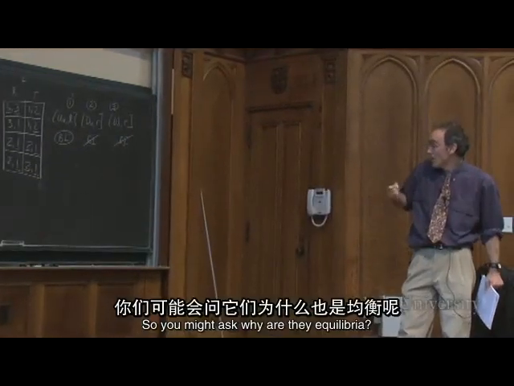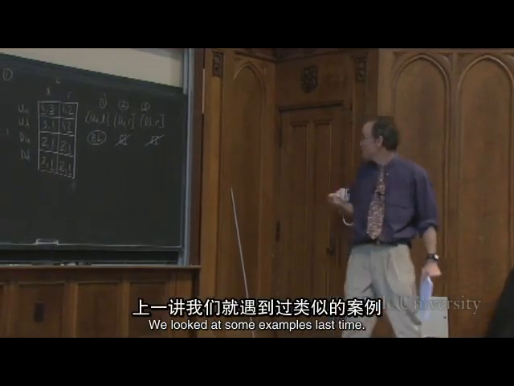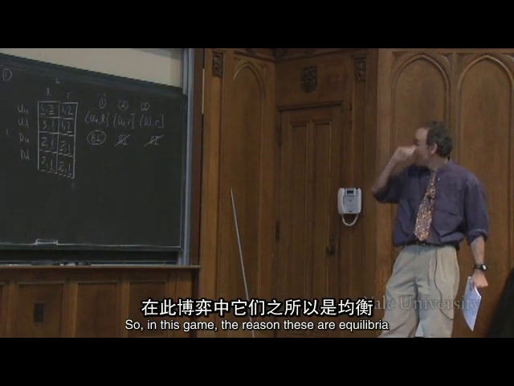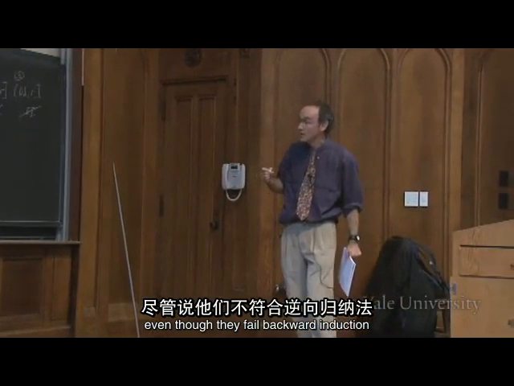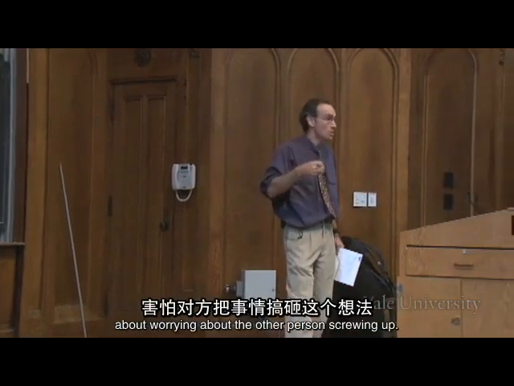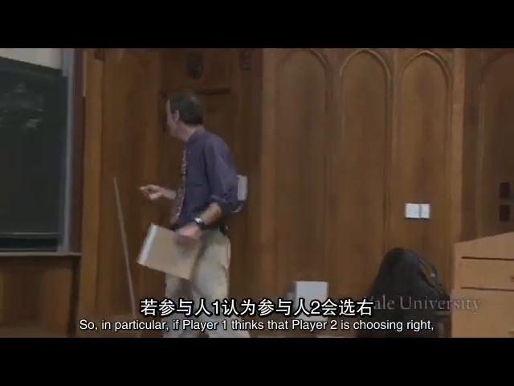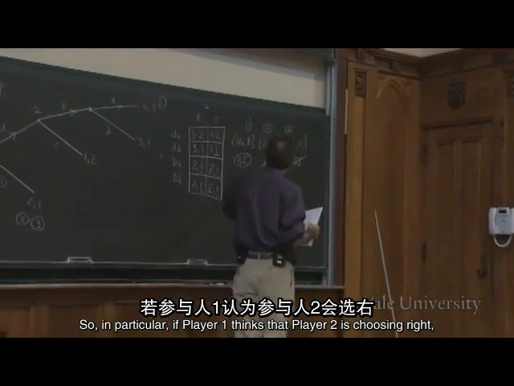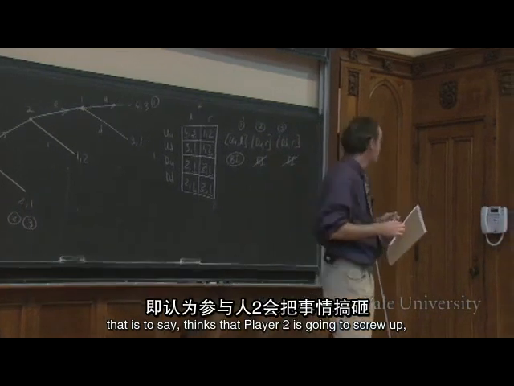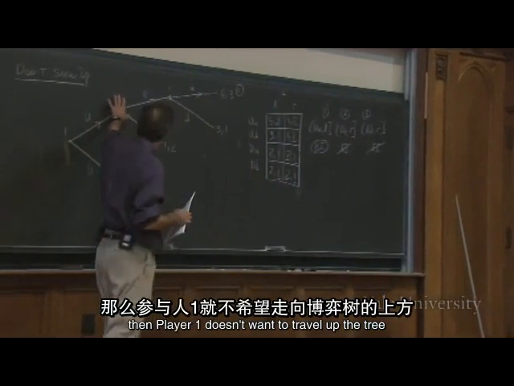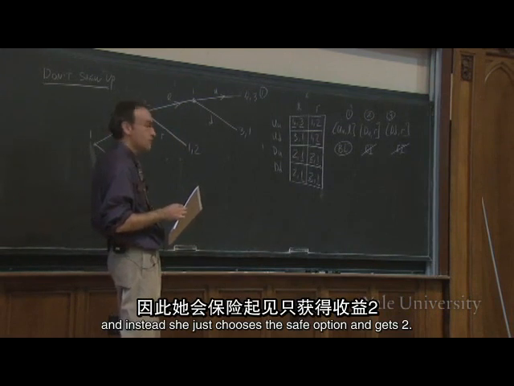All right? And so you may ask, why are they equilibria? Well, we've seen examples like this before. For example, in the entry game, we also saw examples last time. So in this game, the reason these are equilibria, even though they fail backward induction, is exactly coincides with that conversation we just had about worrying about the other person screwing up. In particular, if player 1 thinks that player 2 is choosing right, that is to say, thinks that player 2 is going to screw up, then player 1 doesn't want to travel up the tree because she knows she'll be carried down here, and instead she just chooses the safe option and gets 2.